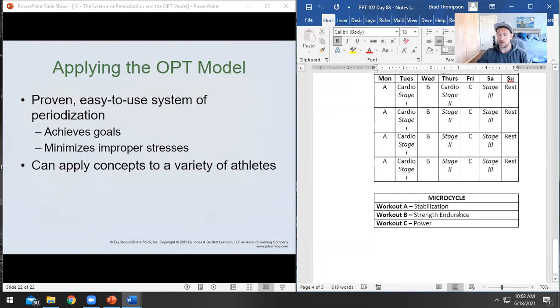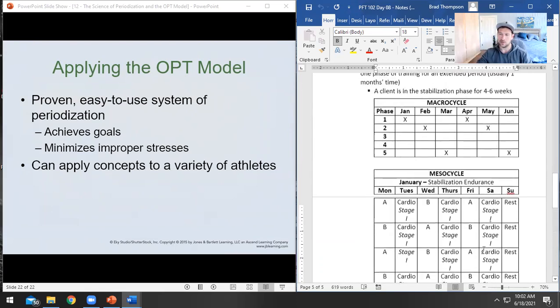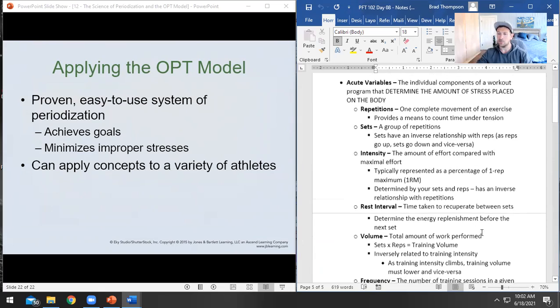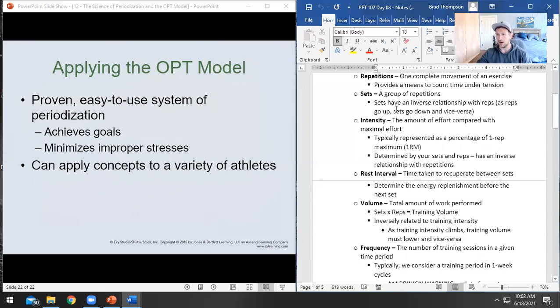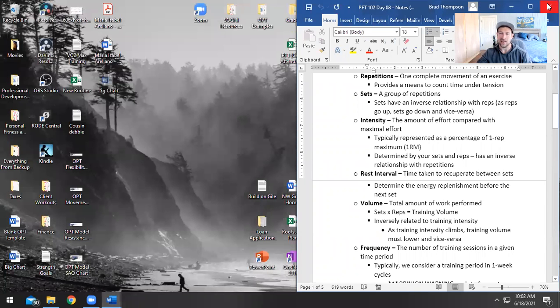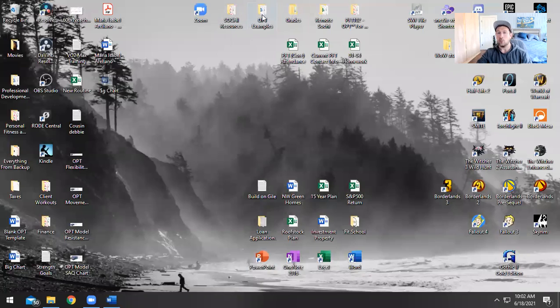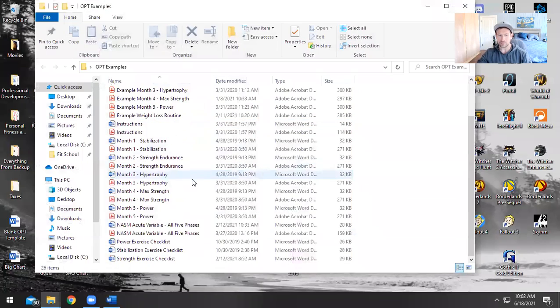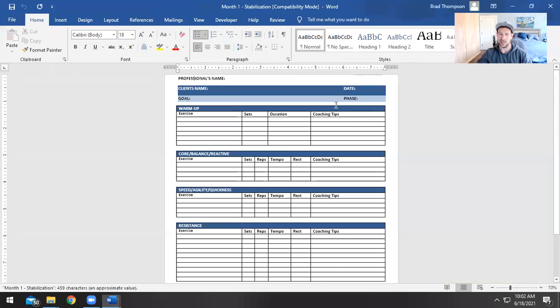We've got a lot of different ways we can apply this in terms of setting up our entire year. We do need to remember all these, like what a set is, what a rep is, and things like that. And there's all kinds of different ways that we're applying stress. So I've got a whole bunch of examples here. Let's take a look at a client who's in stabilization here.